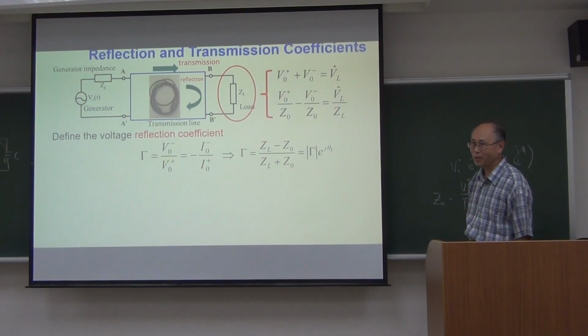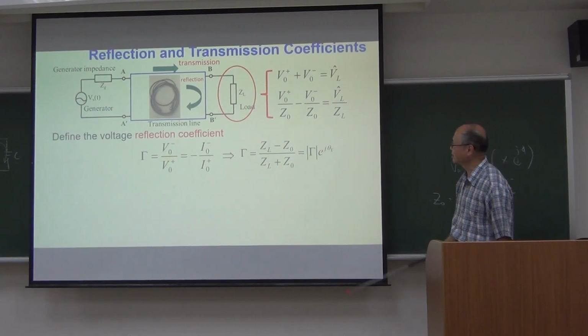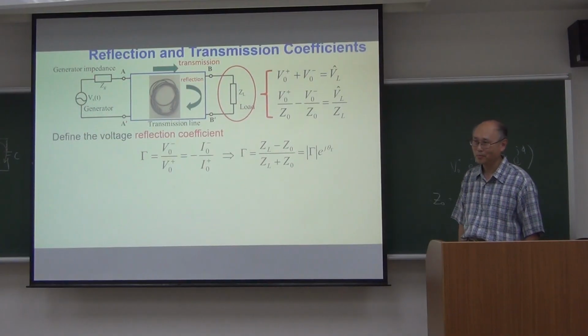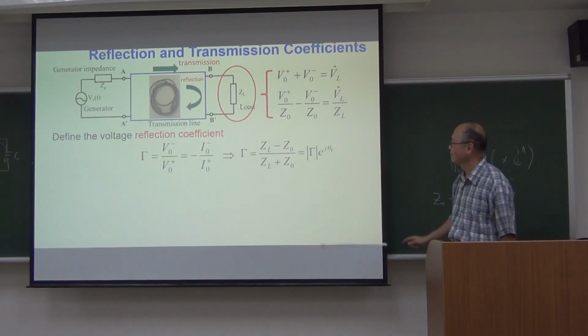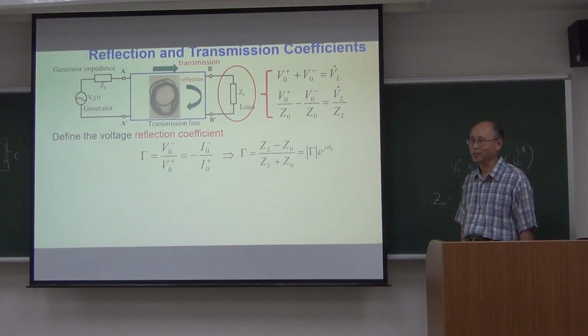Alright, so after you finish the algebra, you end up having this expression. Now you understand why you want to define the characteristic impedance, because it makes the formula more compact. Yeah, you see this characteristic impedance in this formula.